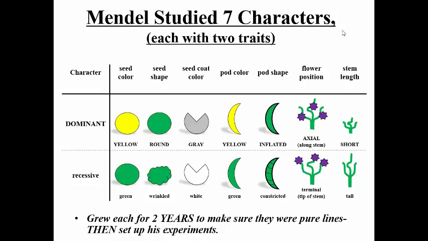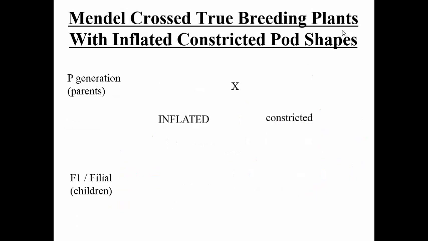And this is very important to start genetic experiments, as you'll see in a second. So what did Mendel do? He took his P generation. P generation just stands for the parental generation.